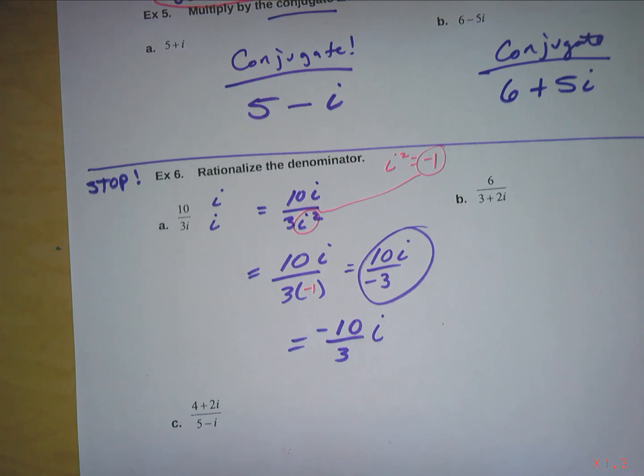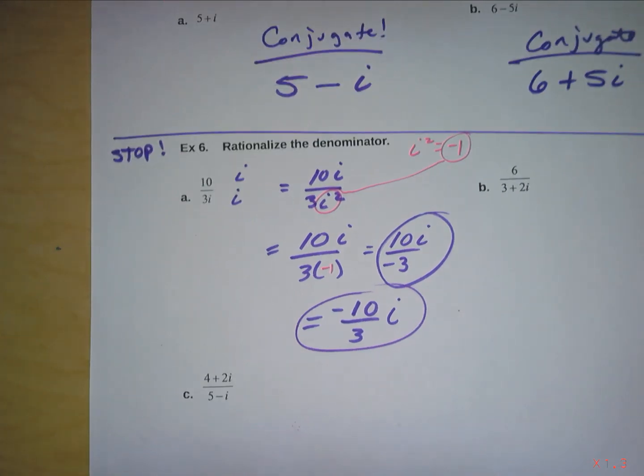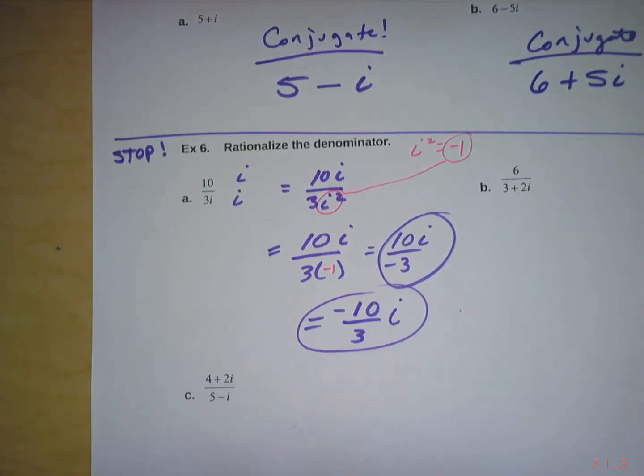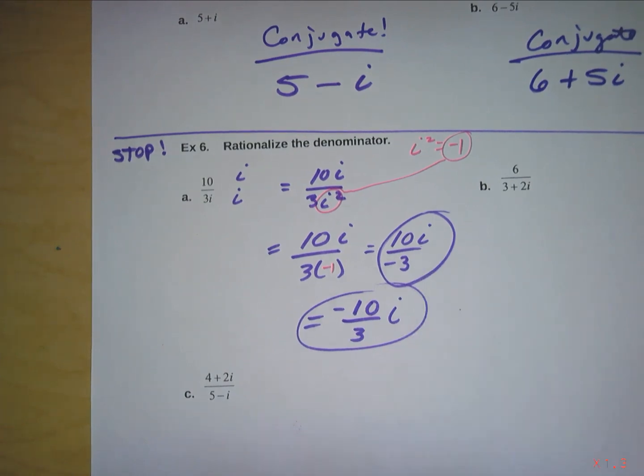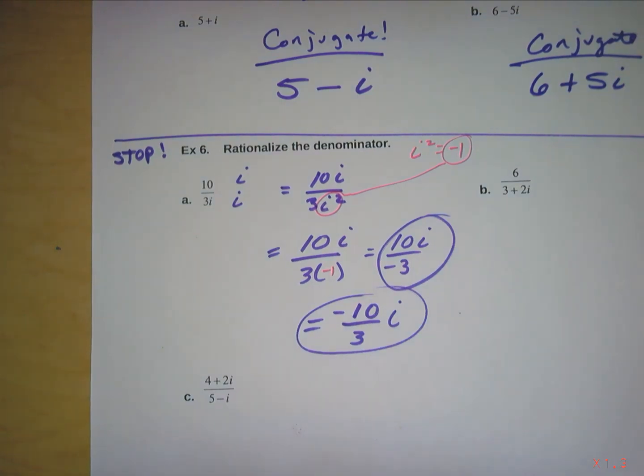So it looks like negative 10 thirds and then i. Sometimes they want what's called standard form, and that's by writing it like this: negative 10 thirds and then i on the outside, versus putting the i on top. I'm okay with either one of these, but you know how MyMathLab is, a little finicky. Yes, finicky is a good word. I like that word, finicky.